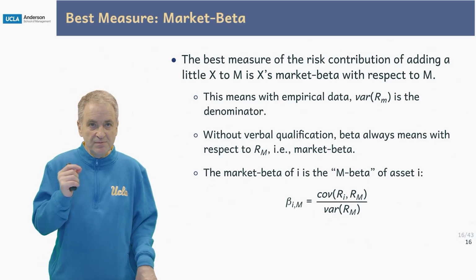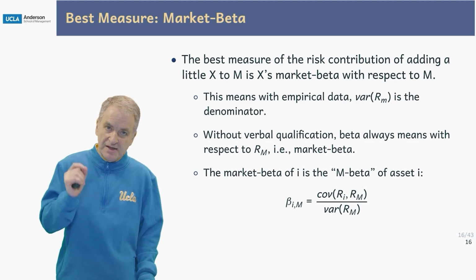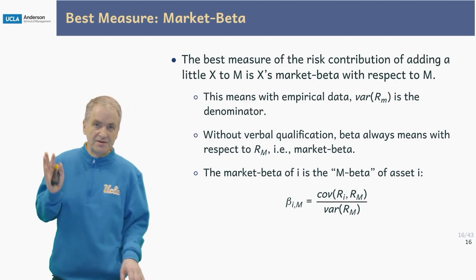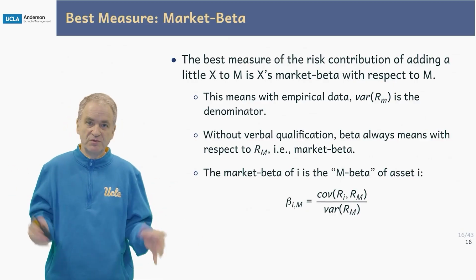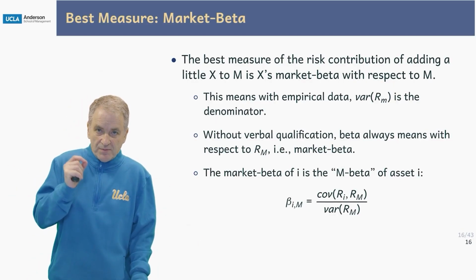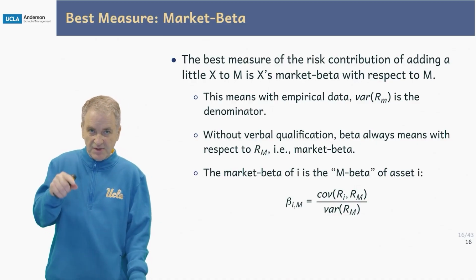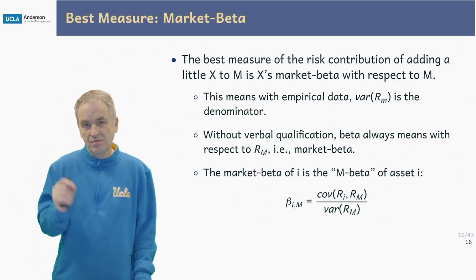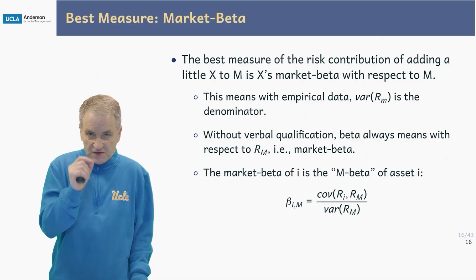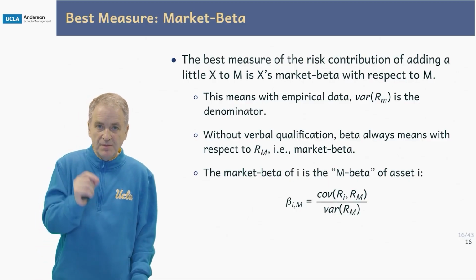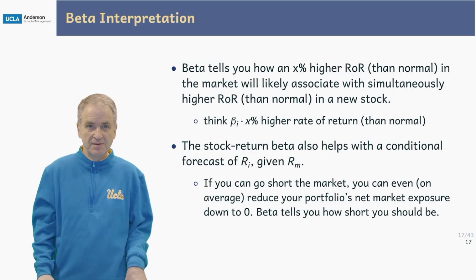So let's look at some more of the interpretation of this. The best measure of the risk contribution of adding a little bit of a particular security X to the market is X's market beta with respect to M. Well, market beta is always with respect to M. So with empirical data, that means in the denominator of the formula, the covariance divided by the variance of the rate of return on the market is always the denominator. Here's the formula. The beta of security I with respect to M is the covariance of Ri with Rm divided by the variance of the market.